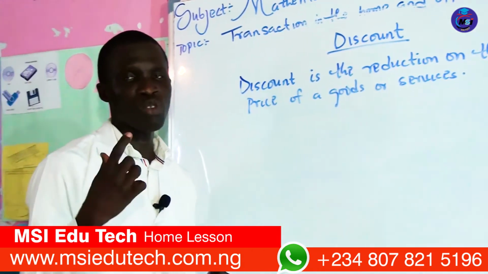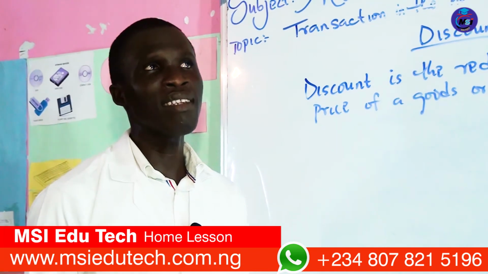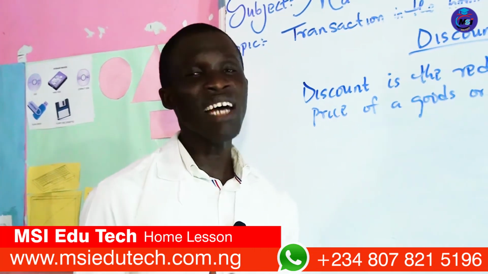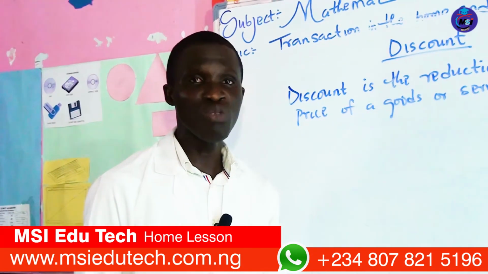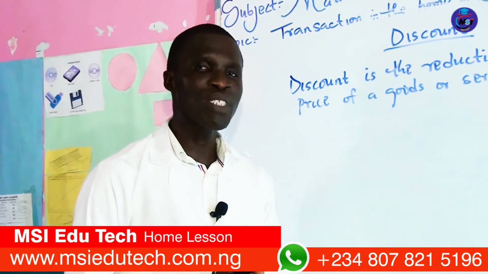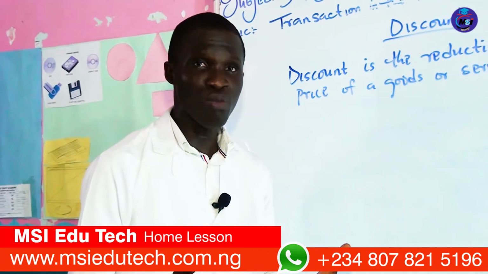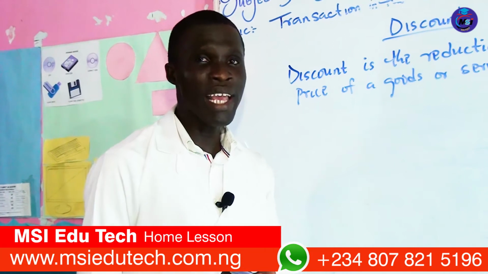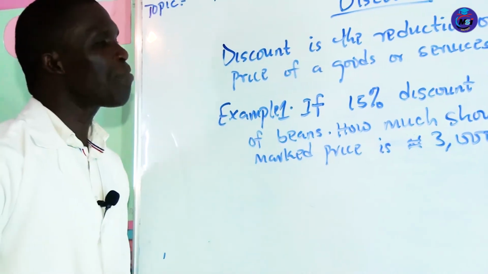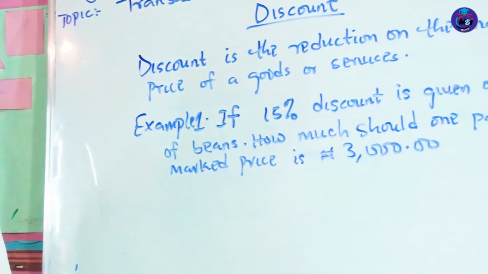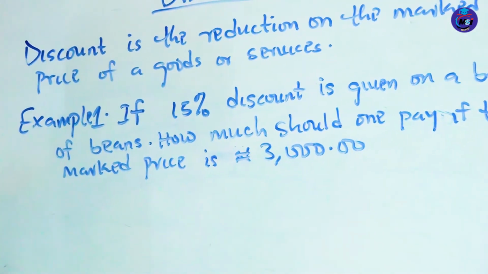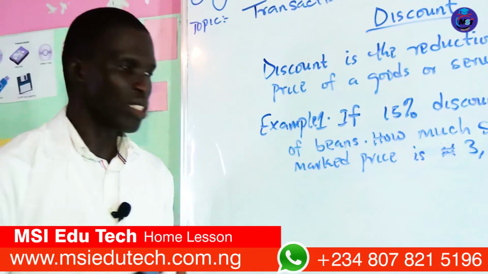I want to buy a trouser, and 10% discount will be given to me. The mark price of that trouser is $500 or $200, and a discount of 15% will be given to me. That means I'll be very happy. So how can we interpret that in mathematics? Let's see this example. If 5% discount is given on a bag of beans, how much should one pay if the mark price is 3,000 naira? How can we do this?